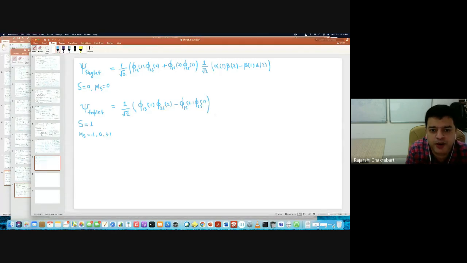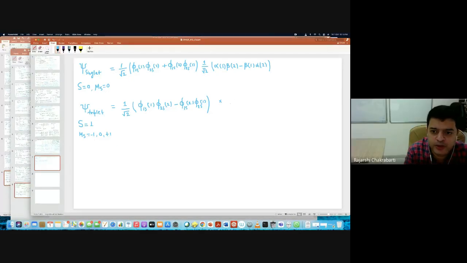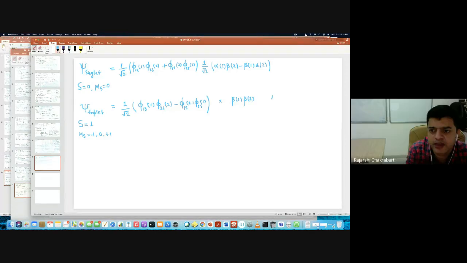Then what will be the spin part? Only tell me, beta 1, beta 2. So if I do minus MS, then it will be beta 1, beta 2, isn't it? Yes, sir. This is for MS minus 1. What will be the MS plus 0? I'll write it later. What will be it for MS 1?